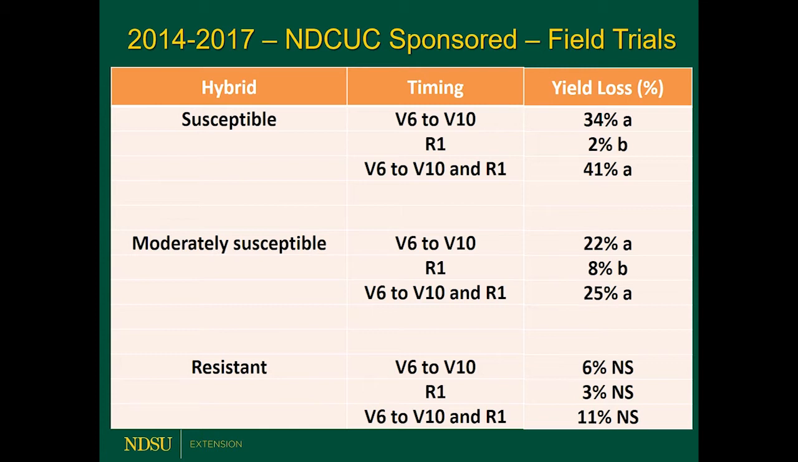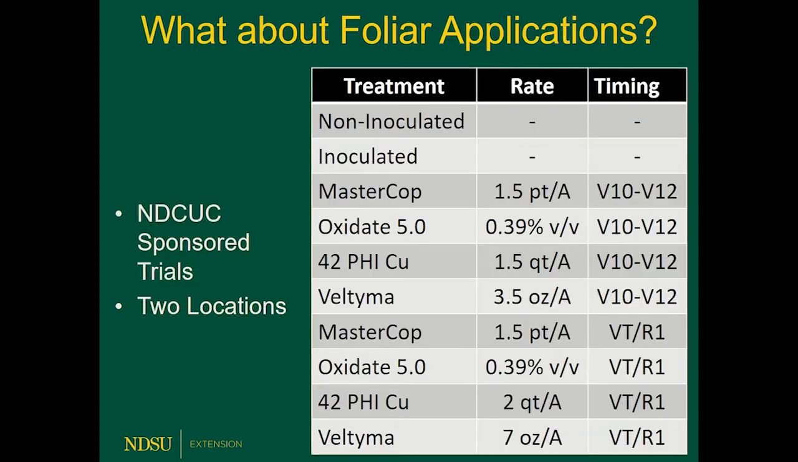When we tend to see Goss's wilt in some fields develop in that VT to R1 stage, we do experience some yield loss, as some of this data has shown, but it's not near the extent of what would happen if you had it earlier in the season. So, take-home message, hybrid resistance does pay.